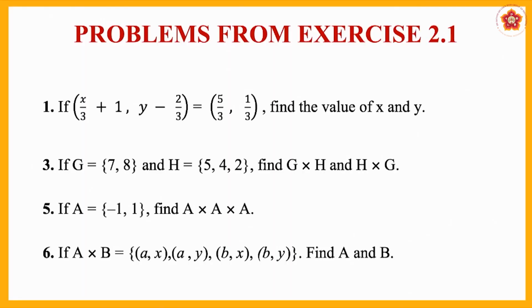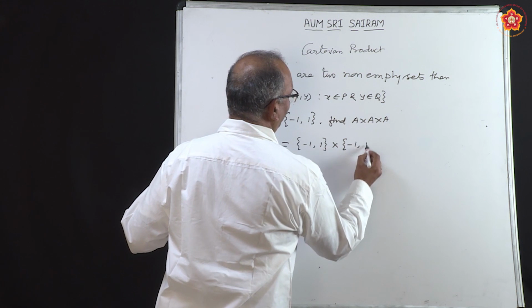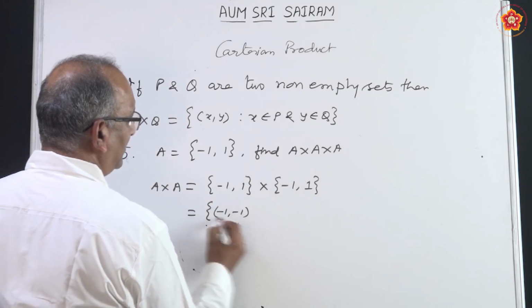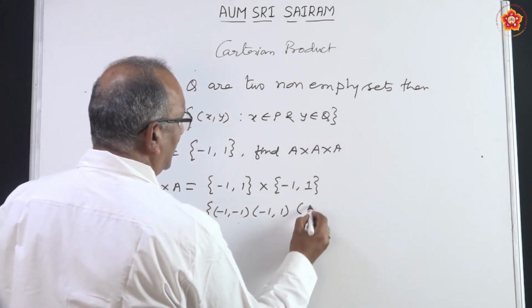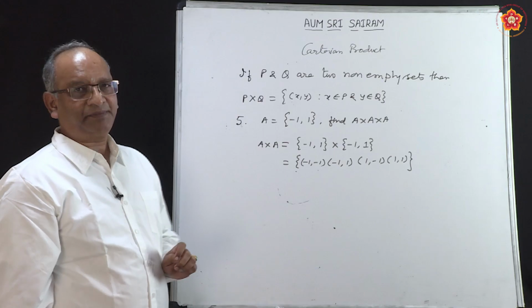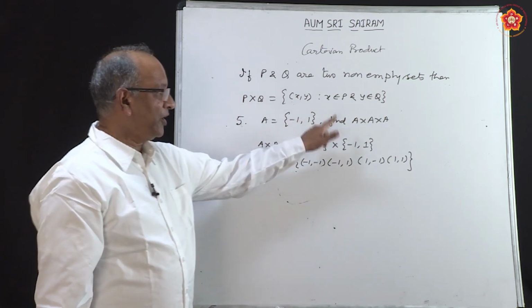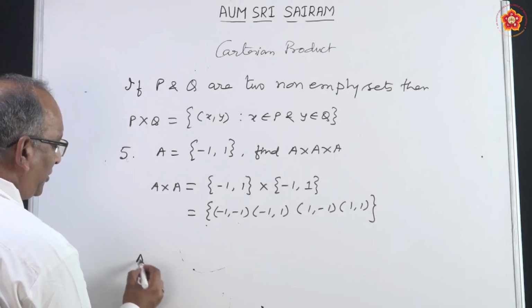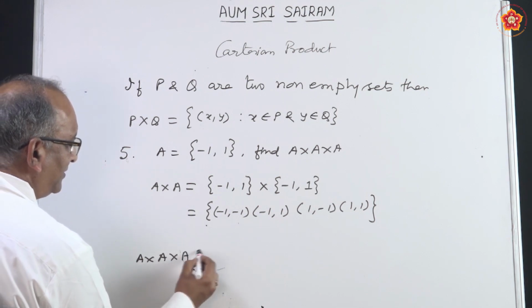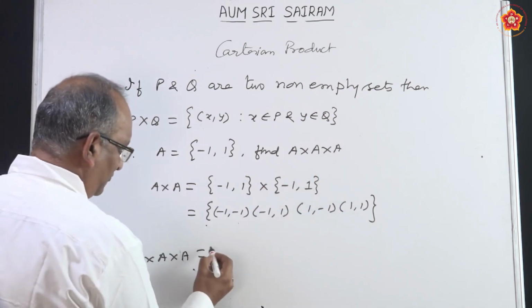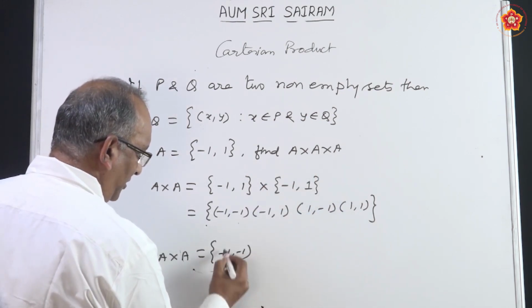A cross A. So how do you find out? A is {-1, 1} into {-1, 1}. So write the ordered pairs: (-1, -1), (-1, 1), (1, -1) and (1, 1). This is A cross A. He is asking A cross A cross A. So whatever you got, again multiply that with A. So you get A cross A cross A equal to, this particular set which you got, you have to multiply with again {-1, 1}. If you want, you can write whatever you got.